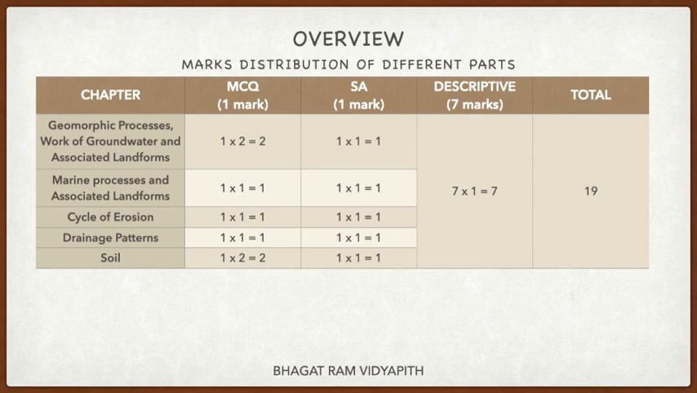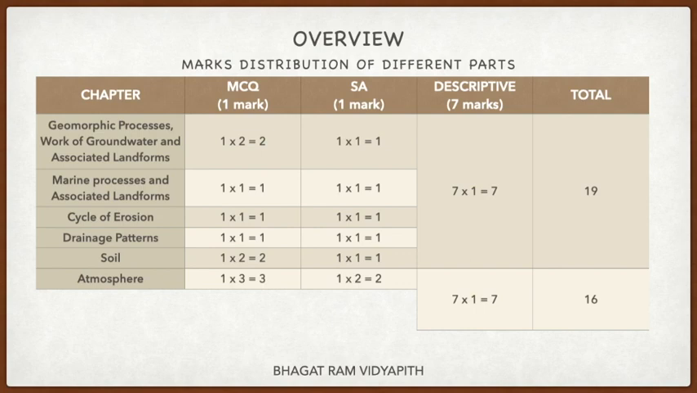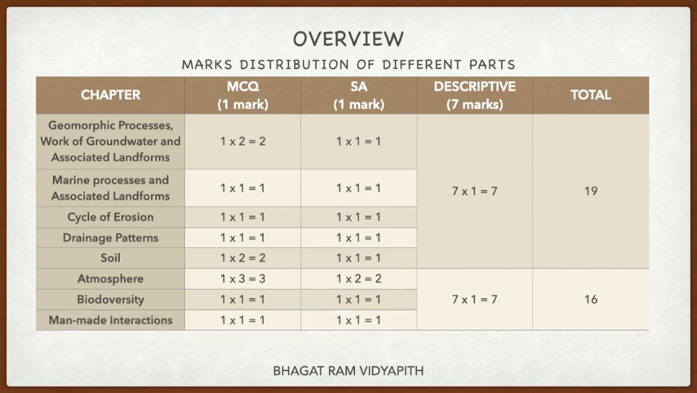Post this, we have atmosphere, 3 MCQs and 2 short answer type questions. This is followed by biodiversity, which is 1 MCQ and 1 short answer. And lastly, man-made interaction, which is 1 MCQ and 1 short answer type question again.